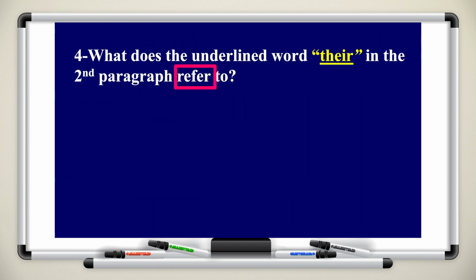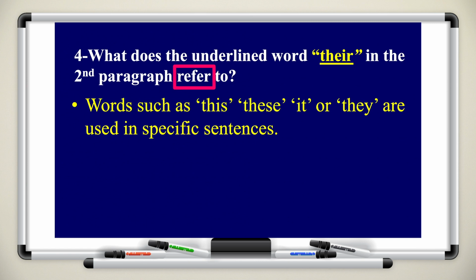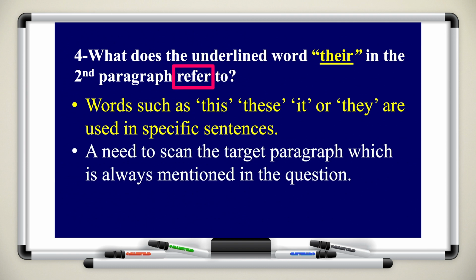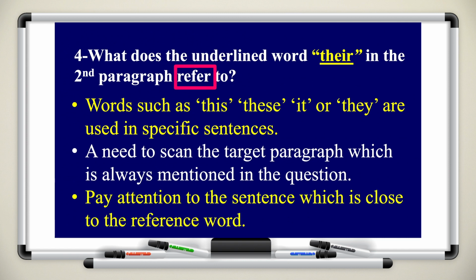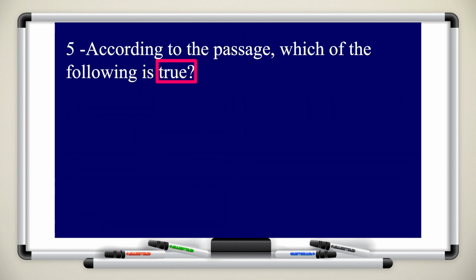Question number 4. What does the underlined word "there" in the second paragraph refer to? Words such as this, these, it, or they are used in specific sentences. You need to scan the targeted paragraph that is mentioned in the question. Pay attention to the sentence which is close to the reference word. Question number 5. According to the passage, which of the following is true?